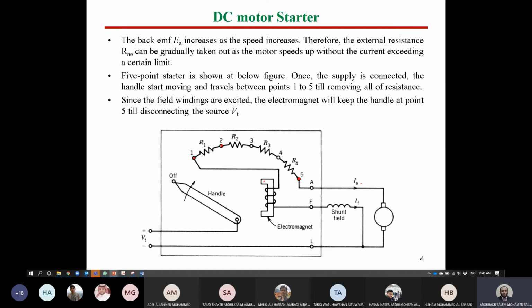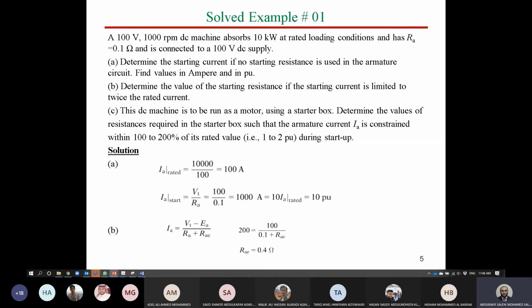Here we have a problem regarding this motor starter, to recognize the operation of this kind of device. We have a 100 volt, 1000 RPM DC machine that absorbs 10 kilowatts at rated loading condition, has RA equals 0.1 ohm, and is connected to a 100 volt DC supply. So the motor is connected to rated voltage, the rated input power is 10 kilowatts, and the resistance is 0.1 ohm.